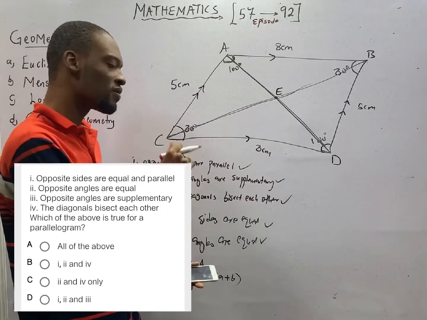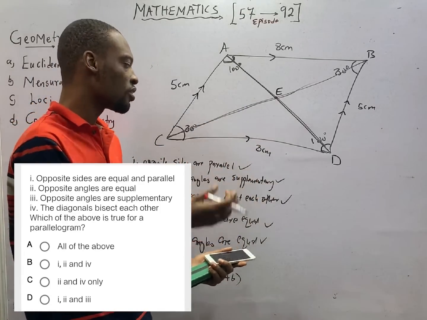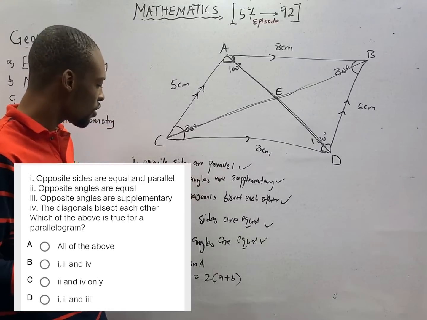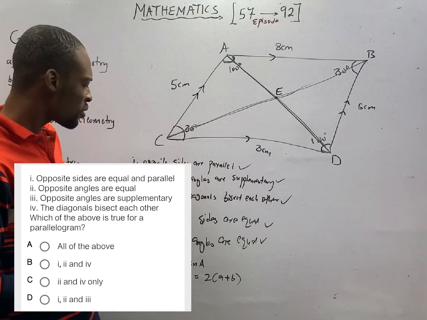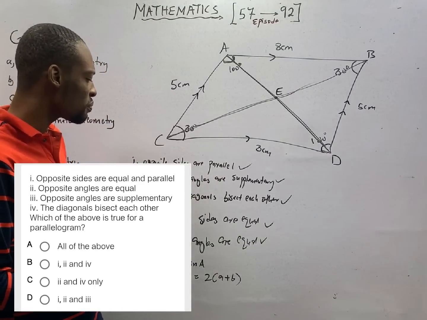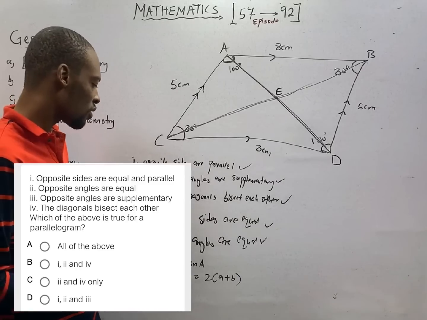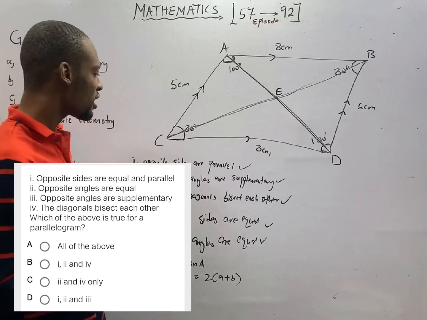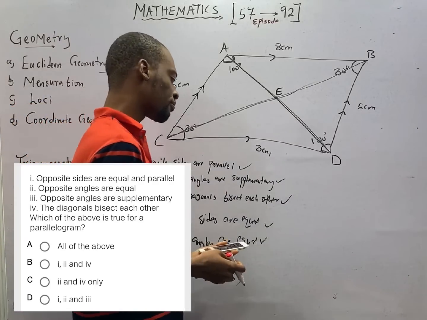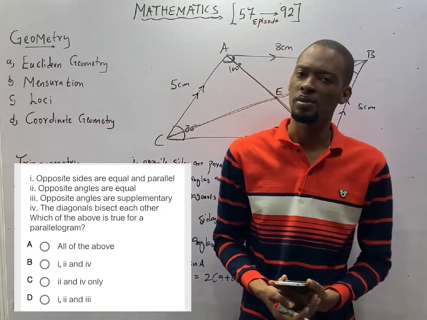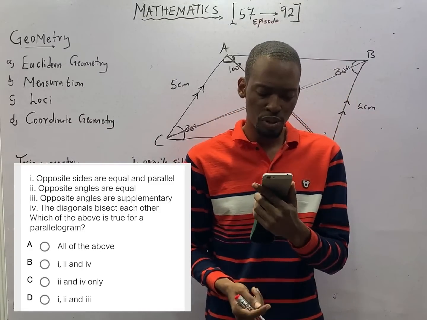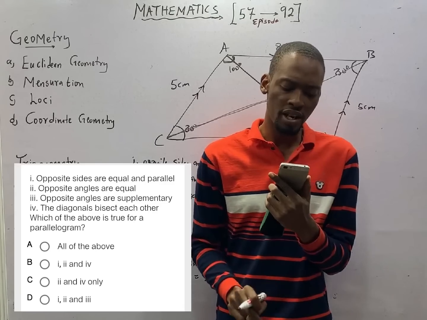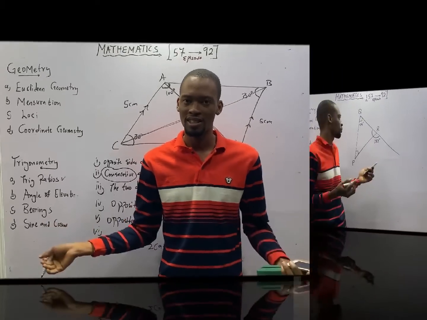It is the consecutive angles or adjacent angles. So, Roman figure I is definitely wrong. And for a parallelogram, area is AB sine theta, and perimeter is 2A plus B. These are the features of a parallelogram, and the correct option is option B. Roman figure 1 is correct, 2 is correct, and 4 is correct.